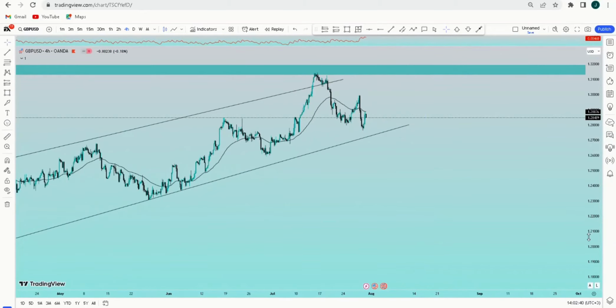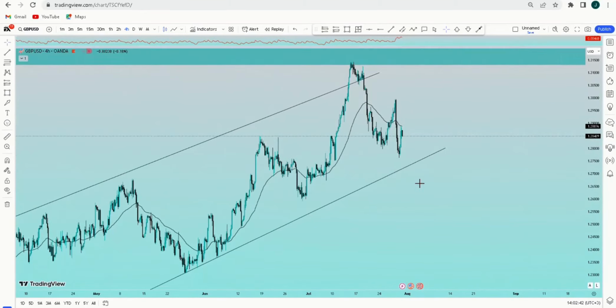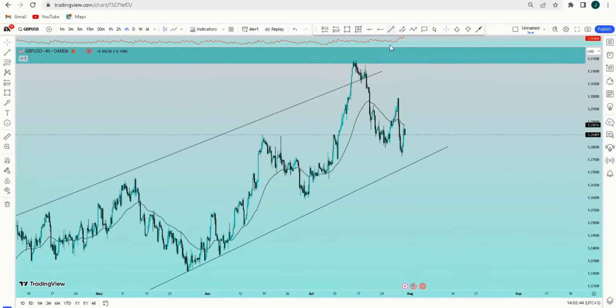So let me zoom to see a bigger, clearer picture. As you can see now, guys, we have another trend line that is correlating with this, and you can see that we have our 3 touches as well.